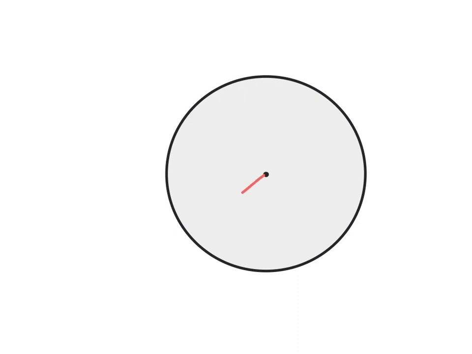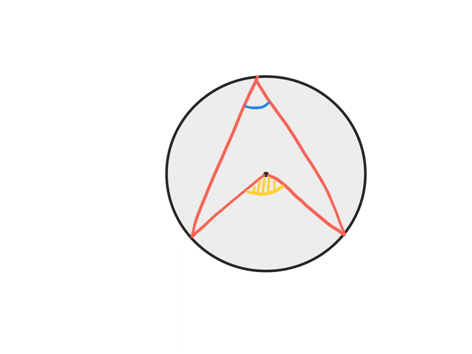For the first rule, if you draw the radius and then another one, and then join these to a point on the circumference to create an arrow inside your circle, we are interested in the angle at the centre and the angle at the circumference, the blue one. Now the rule is that the angle at the circumference is half the angle at the centre, or the angle at the centre is double the angle at the circumference.